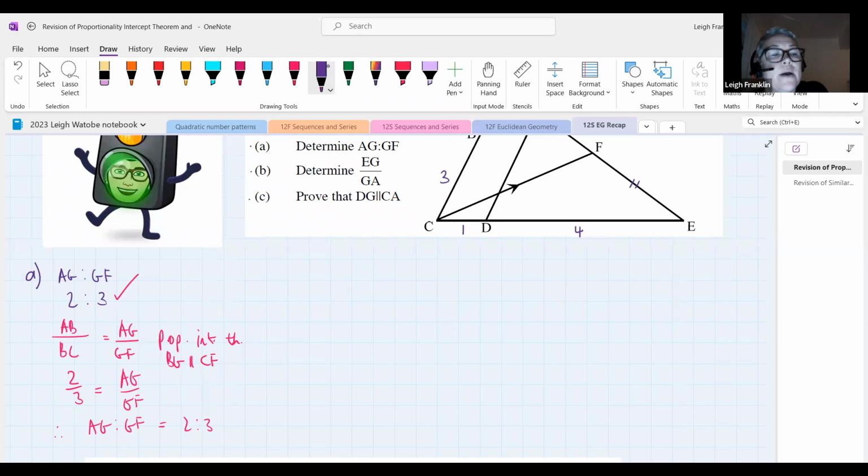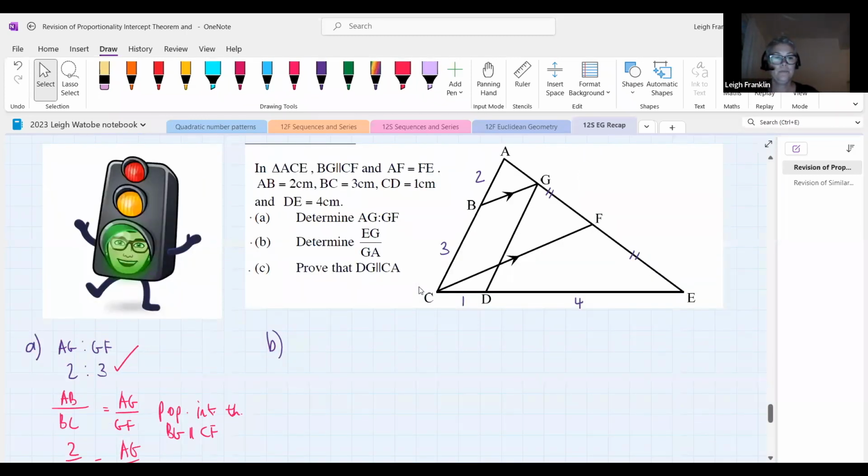Who would like to do that one for us? EG over GA. Who would like to share their answer for that question? Anyone want to share? Yes, Katleho, go for it. Katleho, just 1 second, you can certainly do that. Yes, Raphael and Lutando. If you said AG is to GF and you wrote it as 3:2, then that would be wrong, because AG is the smaller part of the ratio and GF is the larger part of the ratio. So that would be incorrect.